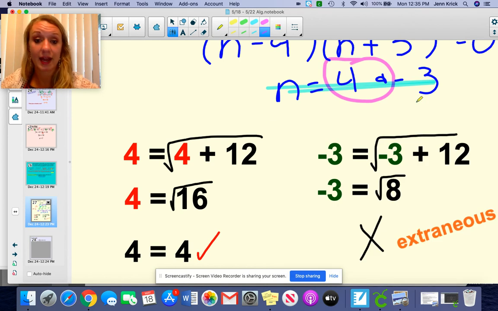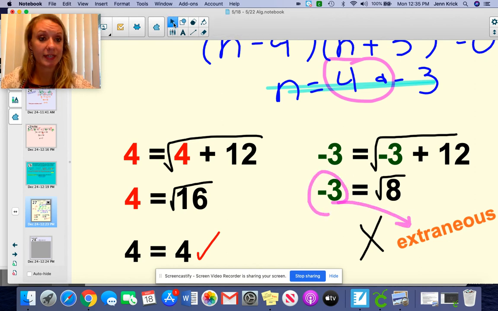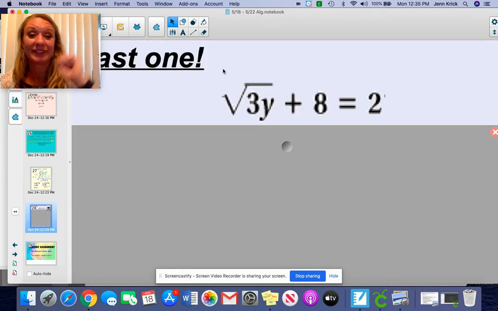When you plug in a negative 3 for n, you get negative 3 is equal to the square root of negative 3 plus 12. Well, negative 3 plus 12 is 9, and its square root is 3. Does negative 3 equal 3? No. That means that this guy is extraneous. So if you were looking at your assignment, it's going to be like, all right, 4 is a solution, -3 is extraneous. All right, last one, and then we are done.